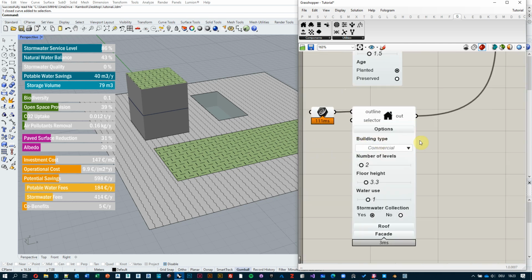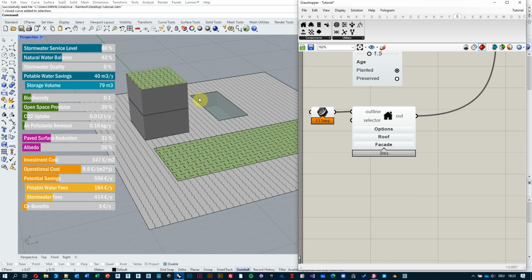Another one would be to say, yeah, okay, but then because our roof over here is actually a green intensive roof, which means that the runoff coefficient of this roof is relatively low. So there is some water that gets intercepted and evaporated rather than it runs off into our cistern.